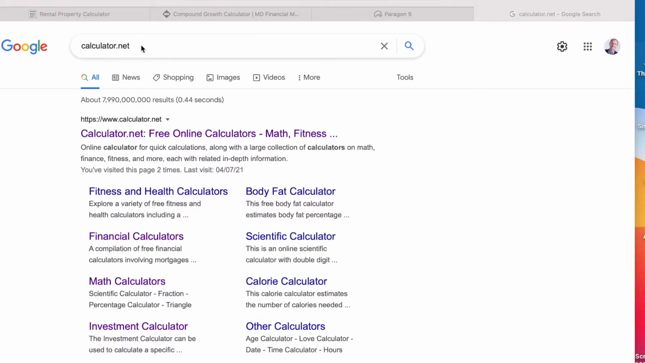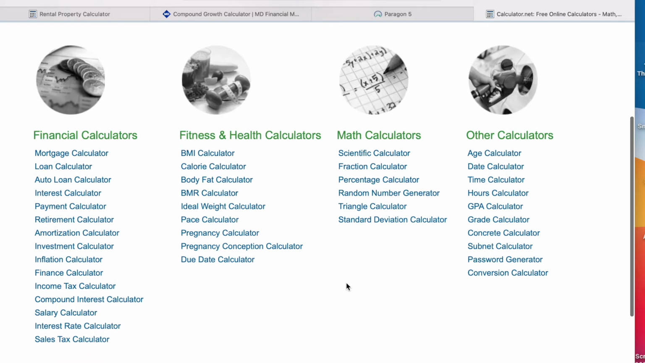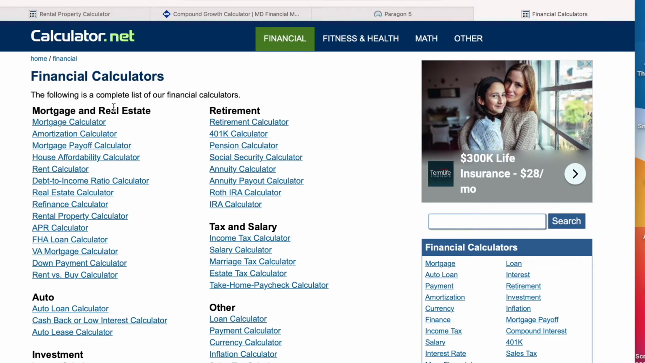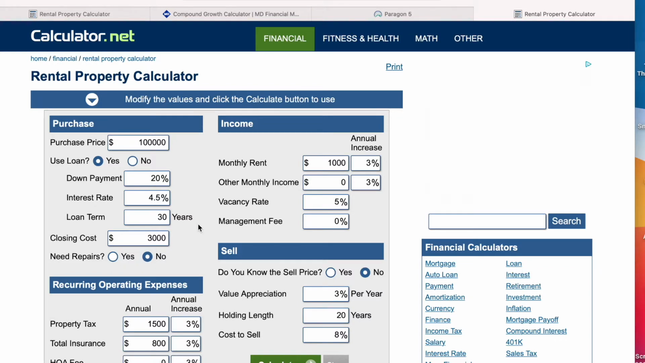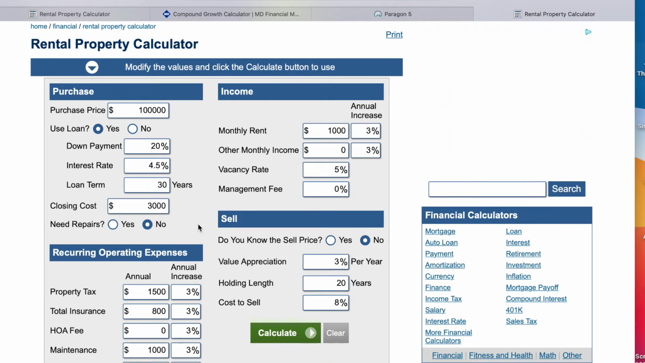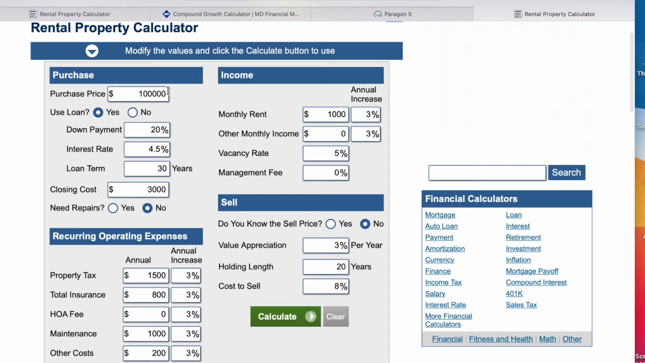The site that I recommend is calculator.net. When you Google it, this will show up, and just click into calculator.net. There are hundreds of calculators here. We, of course, are looking for a rental property calculator, and we're going to find that in the financials, under real estate. Click on that, and this rental property calculator will show up. What I like about it is it's simple, it's easy, it's nicely laid out. And look how this works.